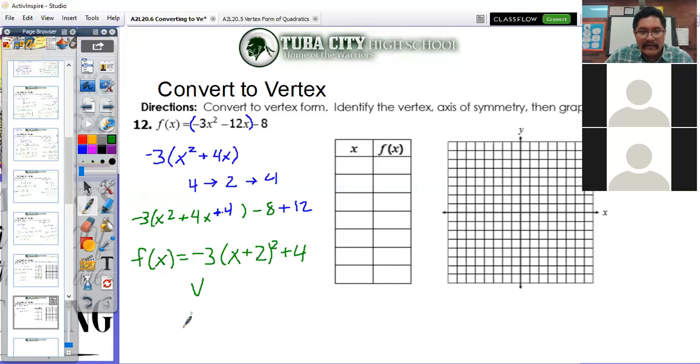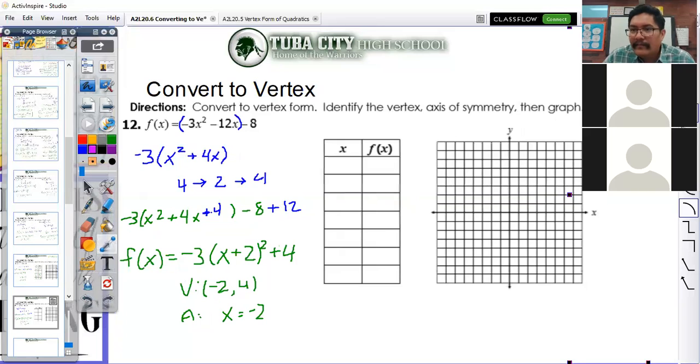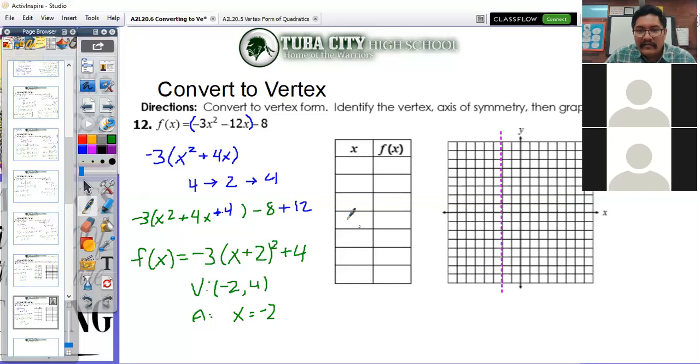So let's go ahead and get our vertex and axis of symmetry sorted out. So vertex is negative 2, 4. And axis of symmetry is x equals negative 2. I'm going to go ahead and graph that. So negative 2, so there's our axis of symmetry. And we also know that it's going to be the middle number here. So I can start filling in some of these numbers.